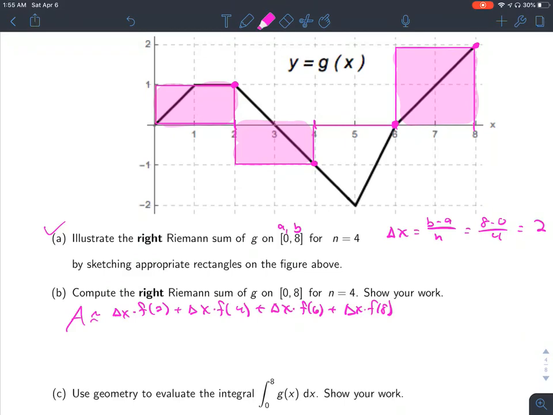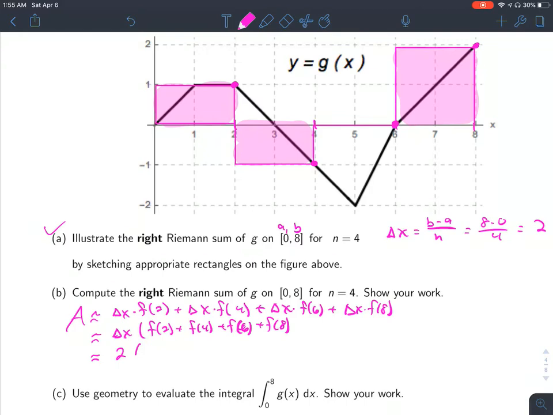In other words, the base times the height for each of these rectangles. Delta x is the same for each of these. A lot of times we'll just factor that out to the front as a GCF. I guess I'll do that. And then we're adding f of 2 and f of 4 and f of 6 and f of 8 together.